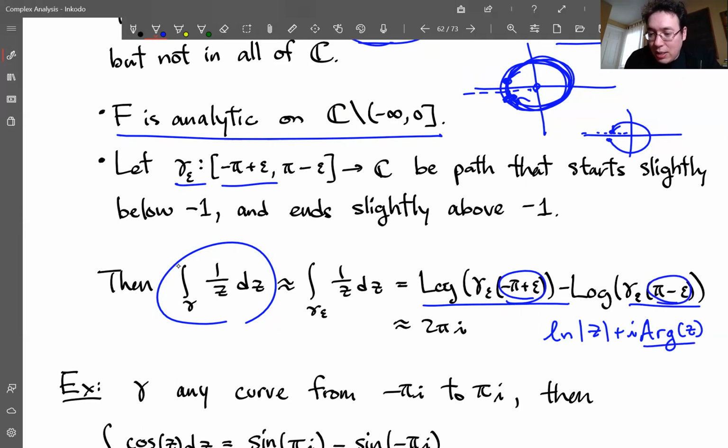okay, the arg function ends close to positive pi, and it starts very close to negative pi. Sorry, that's the starting point. This needs to be reversed. So positive pi minus negative pi will actually add up to be 2 pi i. And this is the value of the path integral that we computed in the past.